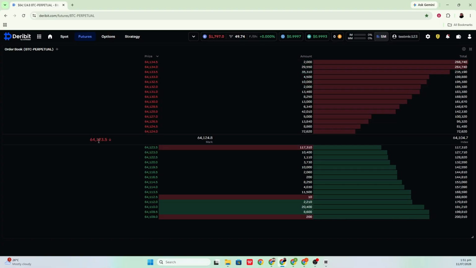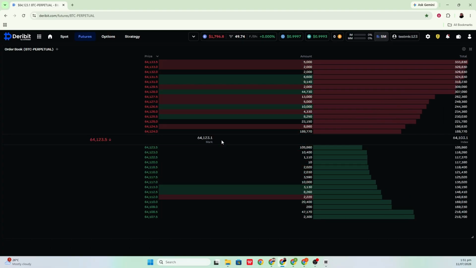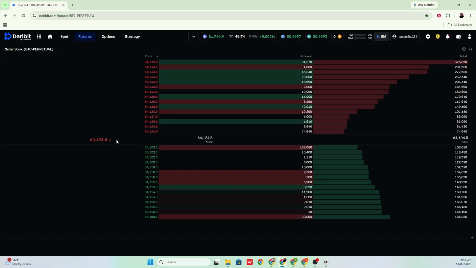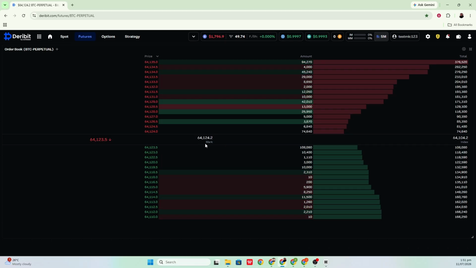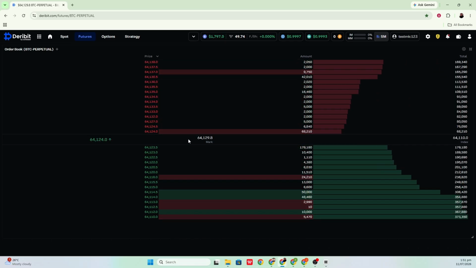Between the best bid and the best ask, you will see a gap. This is known as the bid-ask spread. For highly liquid pairs such as BTC Perpetual, this spread is usually very small and may only be pennies or fractions of a dollar.